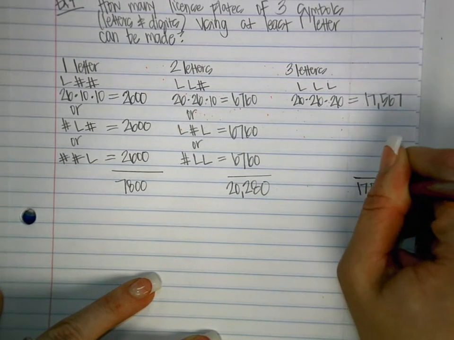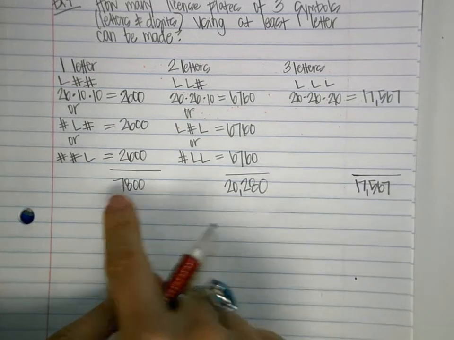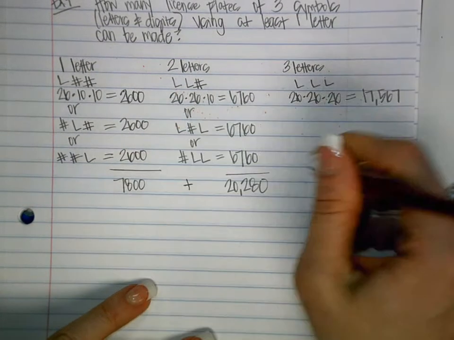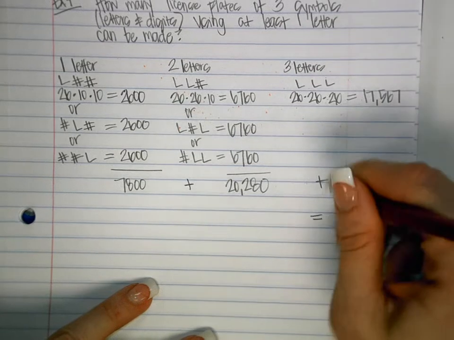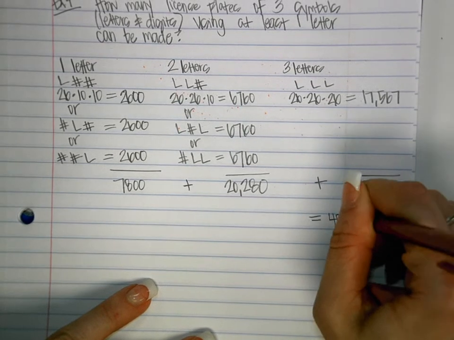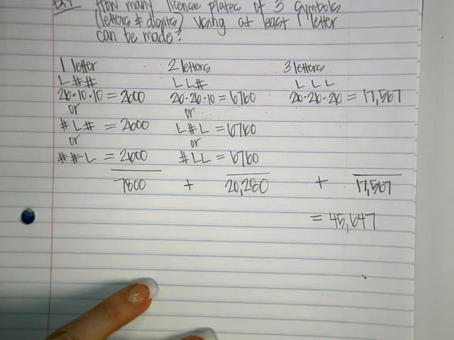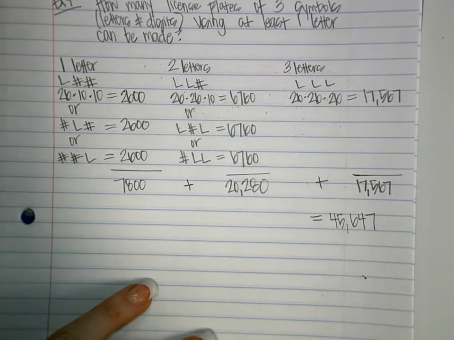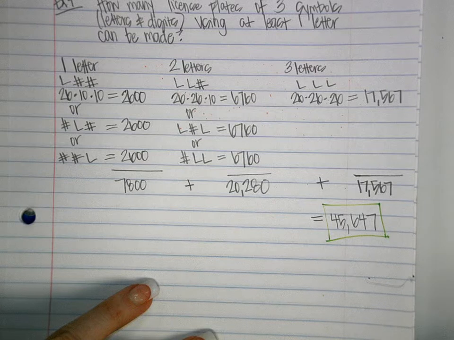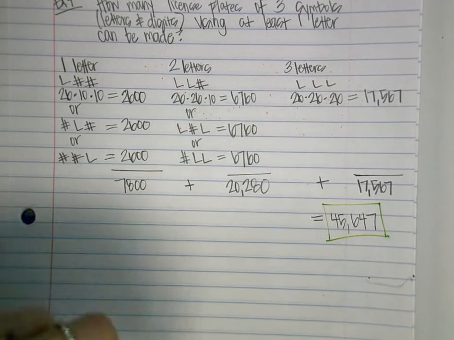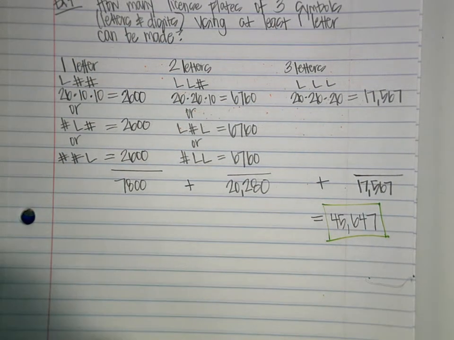What do you think you're going to do with these numbers? Add them all together. So if you add up all of your options, this is a total of 45,647 different license plate combinations. And that's just using 3 spaces, using at least 1 letter. I always wondered how they do that.